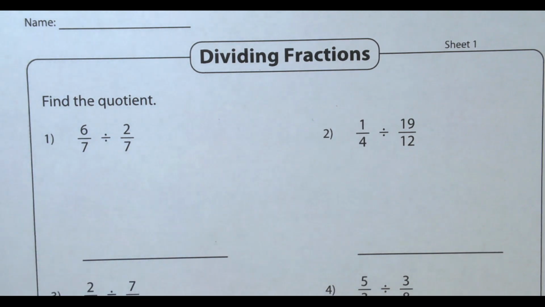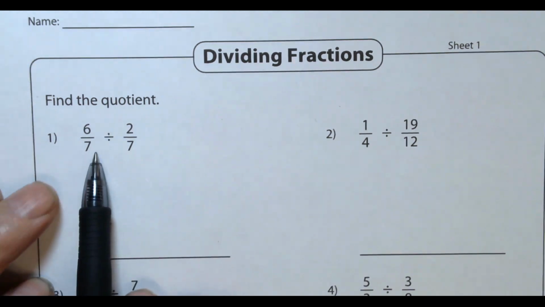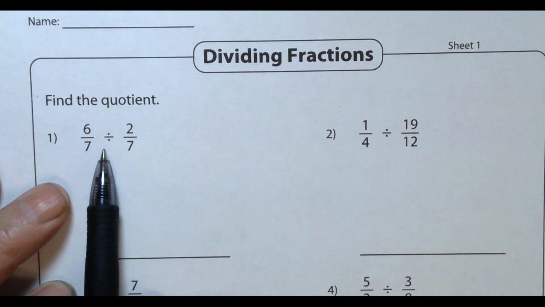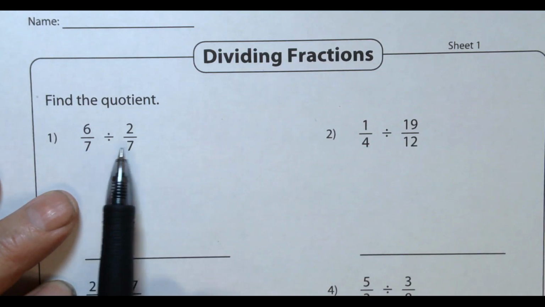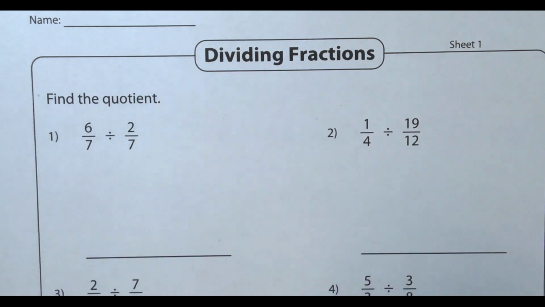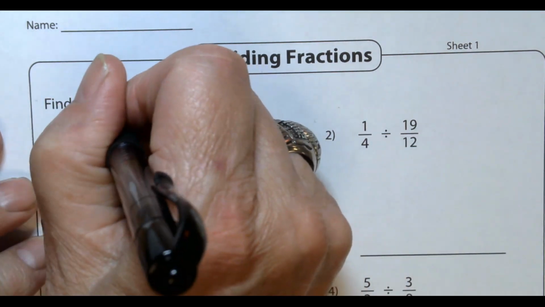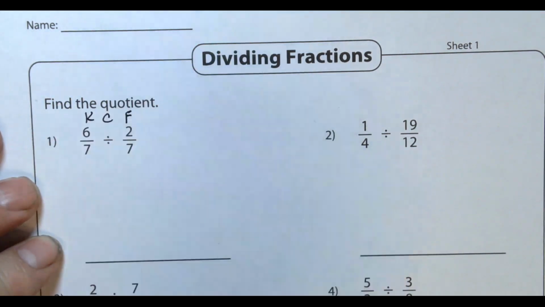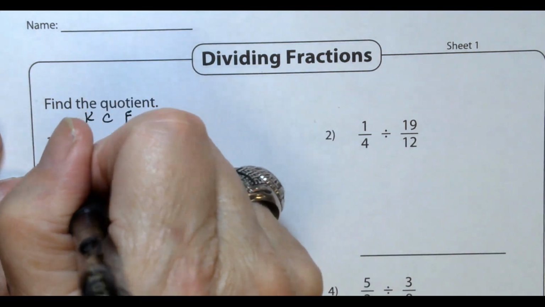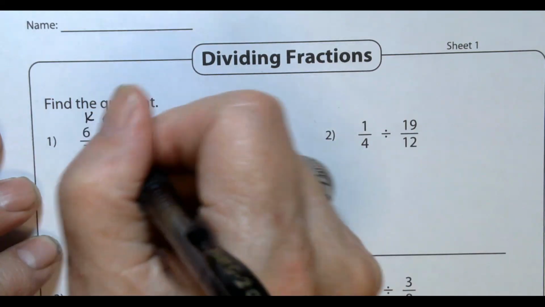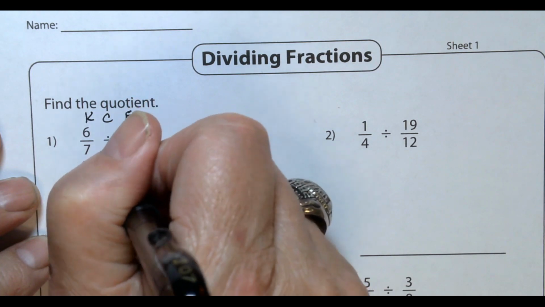So when you're dividing fractions, you are going to keep this fraction. You're going to change this to multiplication, and you're going to flip this one, and then you're going to follow the regular rules for multiplying fractions, okay? So just so we keep it straight, we're going to put a little K here, a C here for change, and F that reminds us to flip it, okay? So we're going to rewrite this as 6/7. We're going to change this to multiplication, and we're going to flip this. So we're going to put the 7 on top, the 2 on the bottom.